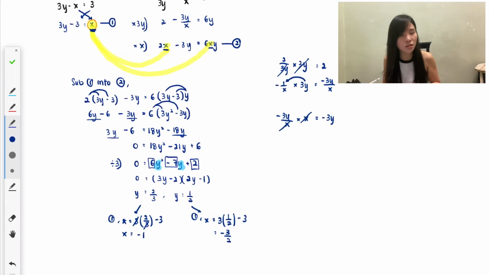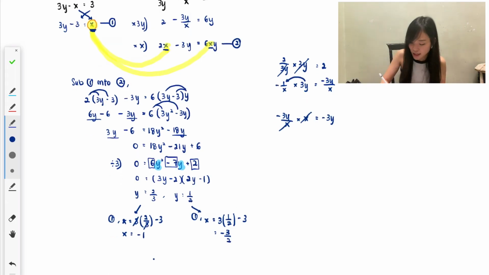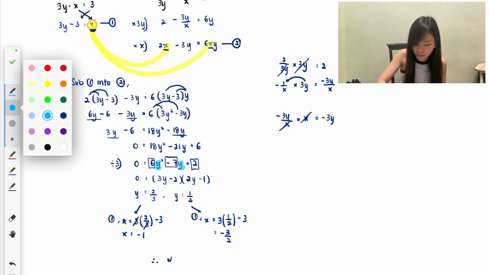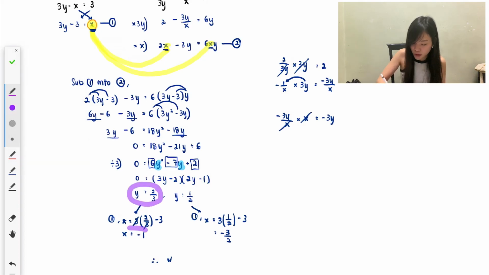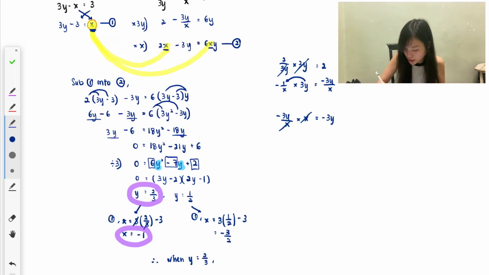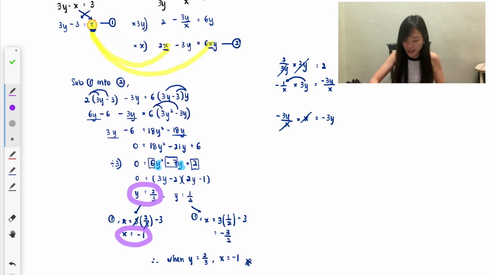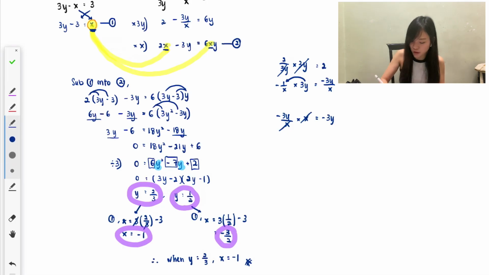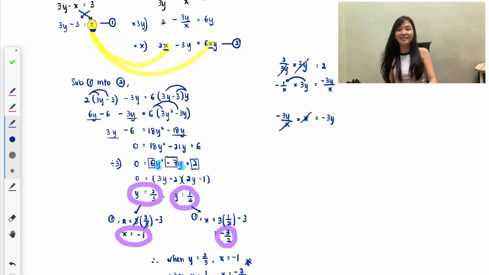Will you stop here? Nope, because guys, write nicely. So isn't it, you know that when your y answer is 2 over 3, your x answer is negative 1. This is the first set. So isn't it when your y is 2 over 3, your x will be negative 1. Done. How about another set? Another set, isn't it when your y is 1 over 2, your x will be negative 3 over 2. So let me write for you again. Isn't it when my y is 1 over 2, my x will be negative 3 over 2. Just like that.